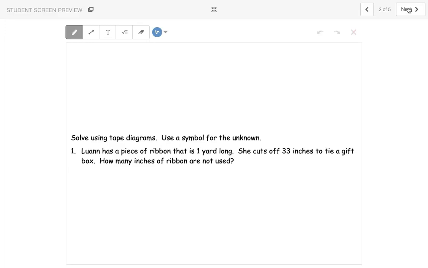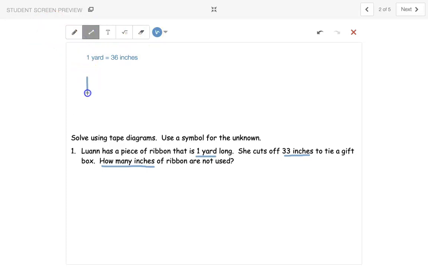We're going to use a symbol for the unknown. So let's read the problem. Luann has a piece of ribbon that is a yard long. She cuts off 33 inches to tie a gift box. How many inches of ribbon are not used? First thing we're going to do is look at the units. I see this says yard, and this says 33 inches, and this says how many inches. We're being asked to say our answer in inches. So we are going to convert 1 yard, which equals 36 inches. We're going to build our tape diagram based on that.